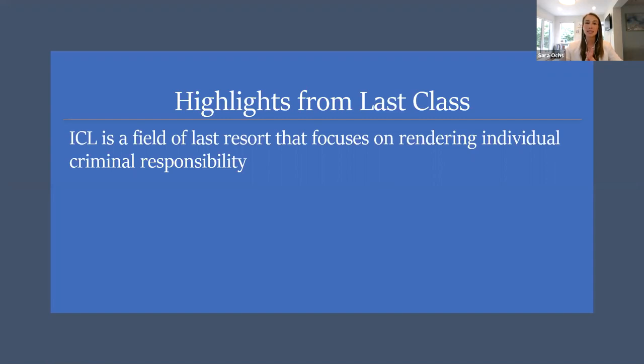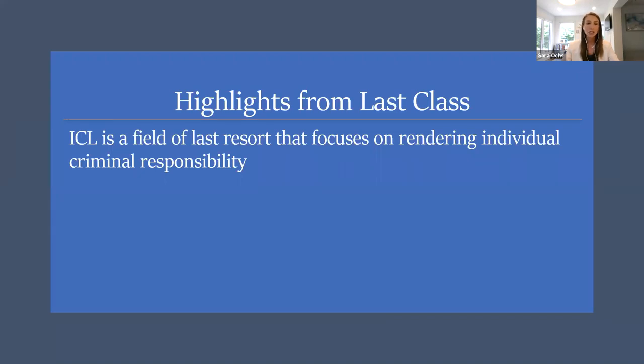But what that means is essentially that international criminal law will only step in when states with jurisdiction over internationally recognized crimes fail to prosecute, either because they don't want to or because they can't. And the second big part of the definition of ICL, international criminal law, is that it's focused on rendering individual criminal responsibility, which means our defendants are always individuals. They're never going to be states. They're never going to be entities.